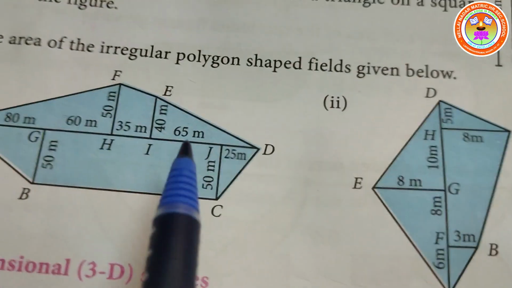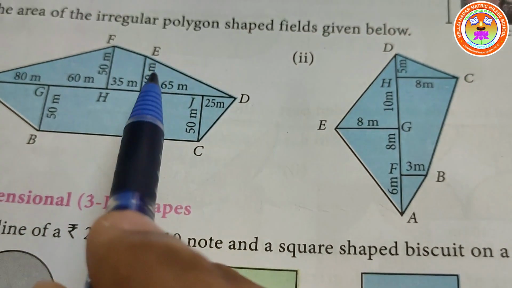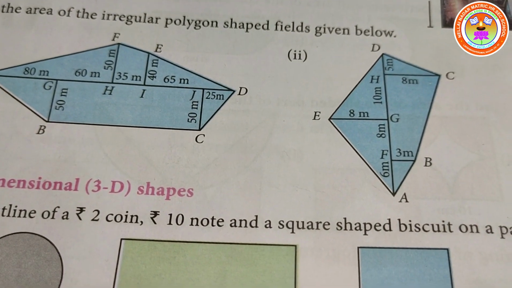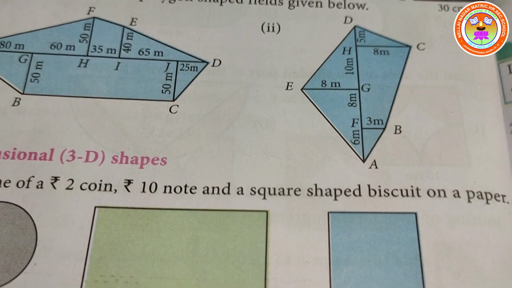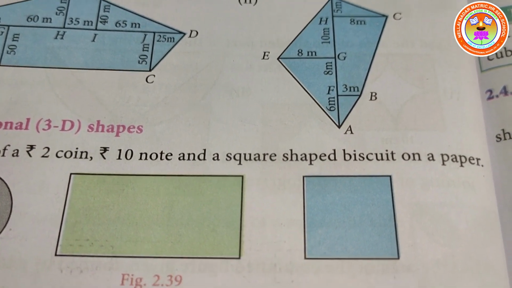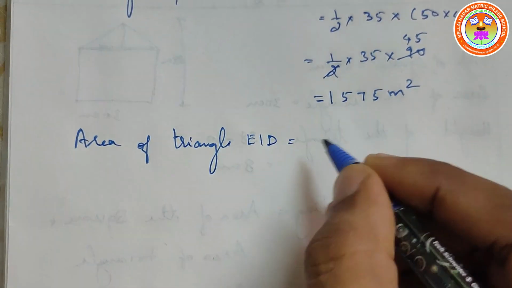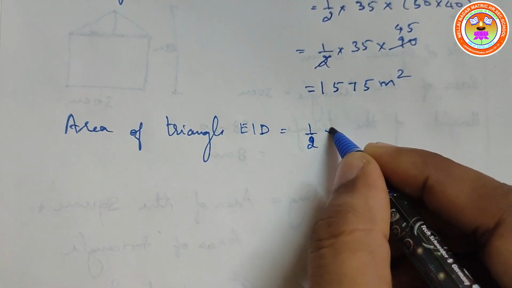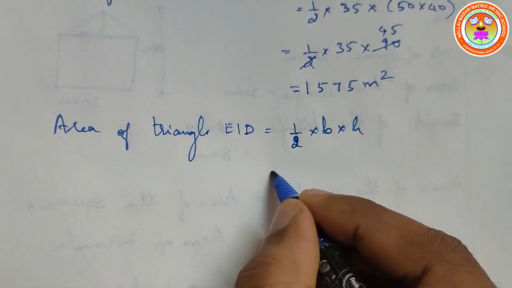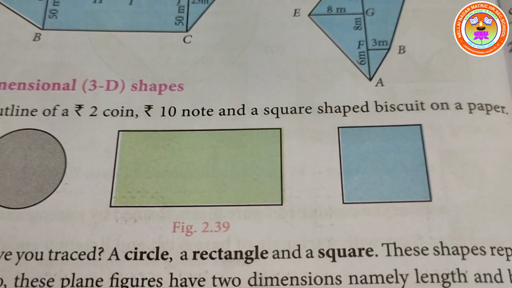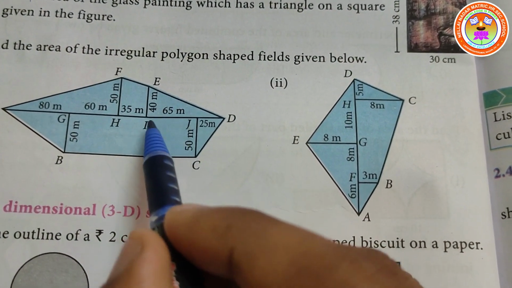Next is nothing but triangle EID. Look at this triangle EID. Area of the triangle EID we are going to find out. Area of the triangle EID is equal to half into base into height. Half into, what is the base of this triangle? Look at this, 65 is here. Very good. 65. What is the height of the triangle? Height is 40. Base is 65.